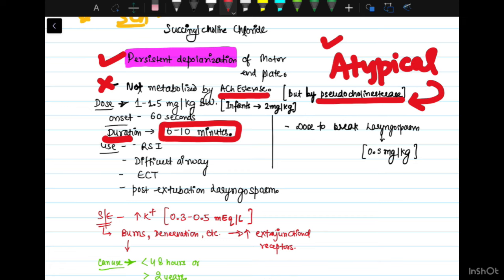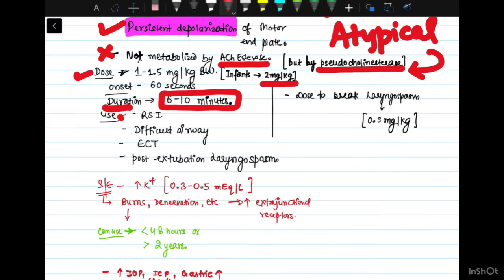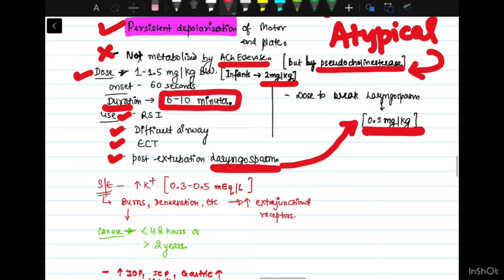The dose is 1 to 1.5 mg per kg of body weight. In infants, because of higher blood volume, it is on the higher side, 2 mg per kg. The use is rapid sequence induction, difficult airway, electroconvulsive therapy, and post extubation laryngospasm. But the dose in laryngospasm is 0.5 mg per kg.